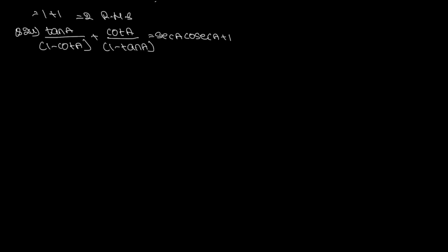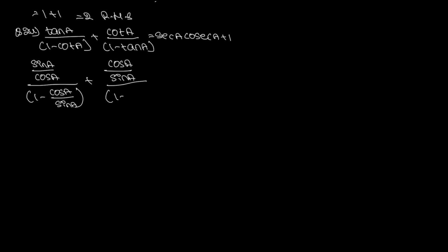Next we have our question number 24, which is in terms of tan and cot, and we need to get our answer in the form of secant and cosecant. Let's convert this tan and cot in terms of sine and cos. This tan can be written as sine a by cos a, and the denominator cot can be written as cos a by sine a. This is our first term. Next we have cot a, which is nothing but cos a by sin a, and the denominator will be 1 minus sin a by cos a.